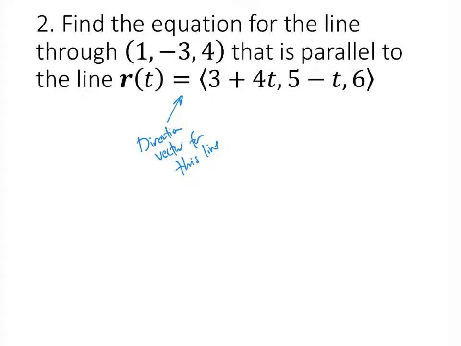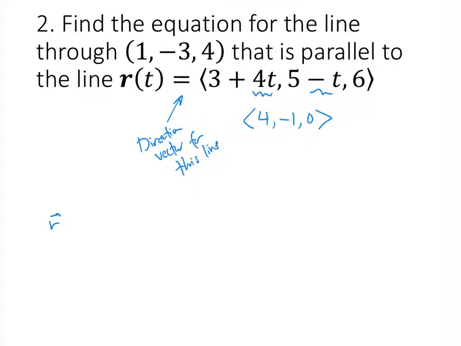So we can just sort of reverse engineer how this line was put together. We know that the multiples of t, that's where the direction vector comes from. So our direction vector is going to be 4, -1, and since we don't see a t in the z component, that just means that it's 6 plus 0t. So our direction vector that we're going to use here is 4, -1, 0.